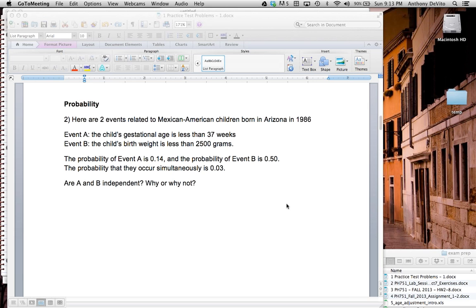Are A and B independent? Okay, I'll ask you guys that. Are A and B independent events? Well, you're public health people, right? Does premature birth and low birth weight, does that seem like they're independent? No, they're dependent, right? Now, how do we know from the math that they are dependent and not independent?